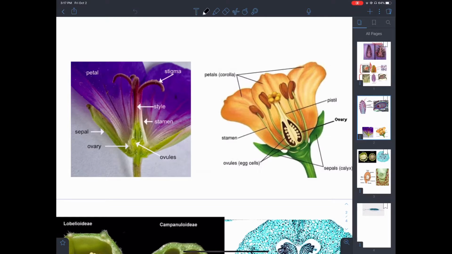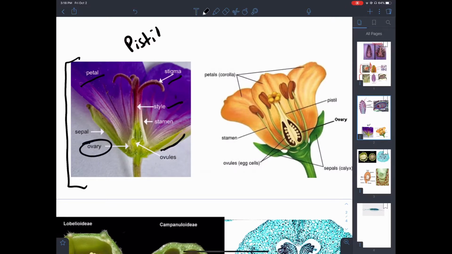Okay, so here we have a longitudinal section of a flower. You see we have purple petals, we have the sepals, the leaflets that wrap up the bud. But we're more interested in the internal organs, those related to reproduction. Here the internal part is the pistil, and the pistil is composed of the stigma, the style, and the ovary here.